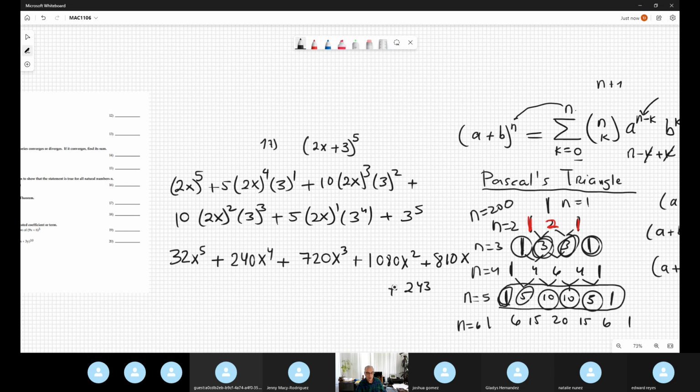So basically we have 1, 2, 3, 4, 5, and 6 terms, which is the expansion of this binomial (2x plus 3) to the 5th power, or we have one more term than the exponent. The exponent of 5, when you expand, you have 6 terms. Is this clear or confused?